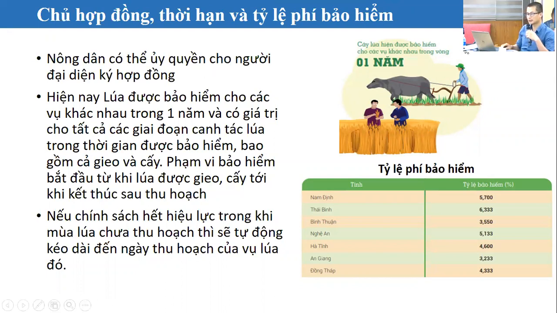Nếu chính sách này hết hiệu lực thì sẽ được kéo dài cho đến ngày mình thu hoạch. Cái bảng ở bên tay phải là tỷ lệ phí bảo hiểm, dao động từ khoảng 3,2 cho đến 5,7 cho đến 6,3. Nhìn chung, các tỉnh phía Bắc thường có tỷ lệ phí cao hơn khá nhiều so với các tỉnh phía Nam, bởi vì các tỉnh phía Bắc có rủi ro về mặt thiên tai lớn hơn rất nhiều, đặc biệt là bão, áp thấp nhiệt đới. Đó là lý do tại sao có sự chênh lệch khá lớn về tỷ lệ phí bảo hiểm giữa các tỉnh.